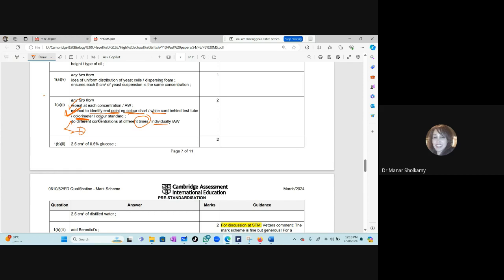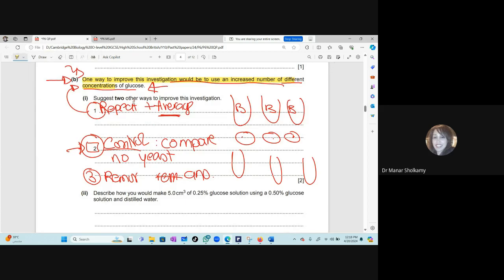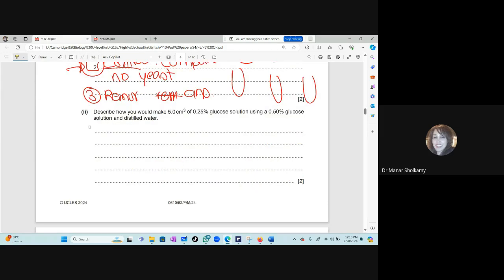We said we can design a control. We will improve how we obtain our results: a colorimeter, a white background. We can measure the volume of the gas produced over time. We can do the investigation, each one on its own, and remove anomalous results while we are calculating the average. Just have a list of modifications, because this question is repeated in every Paper 6. Okay, let's not waste time.